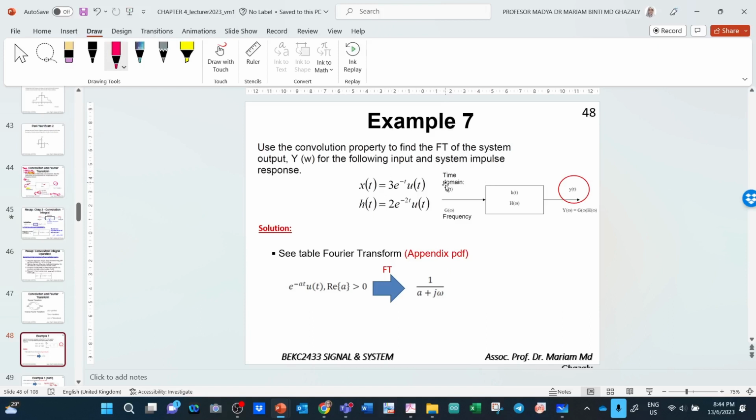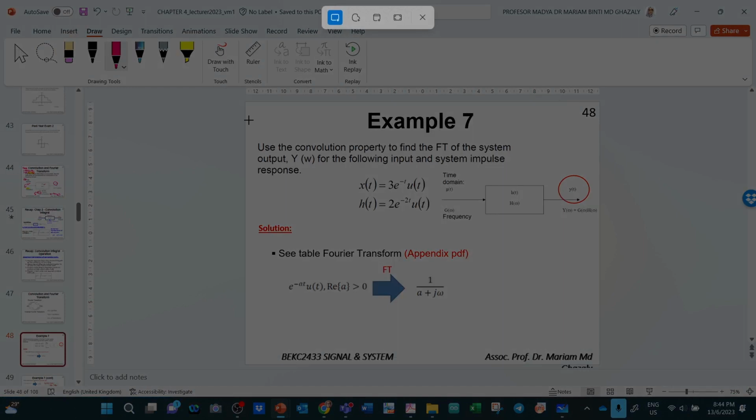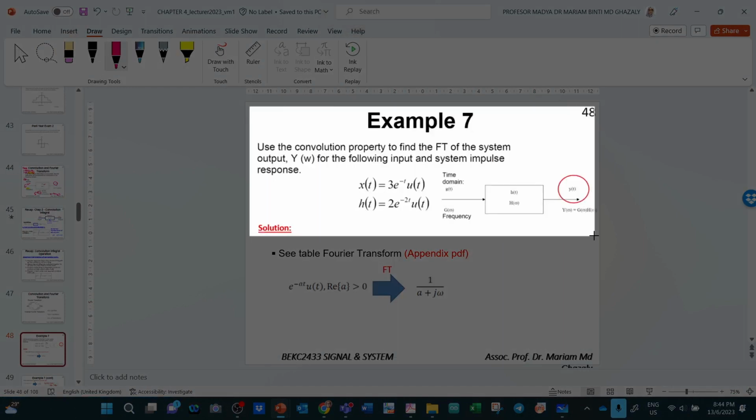Okay, let's look at an example directly. Using a convolution property to find the Fourier transform of the system output Y(omega). So you have here Y(omega). The question is to find Y(omega) for the following input and system impulse response. So you are given x(t).